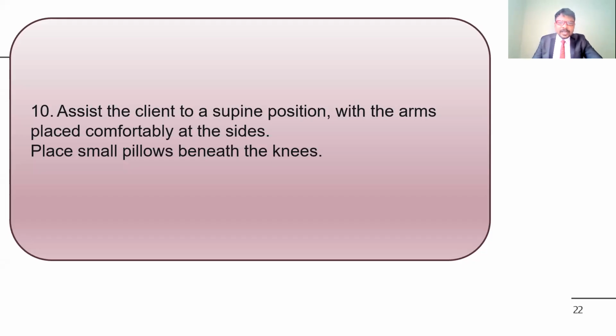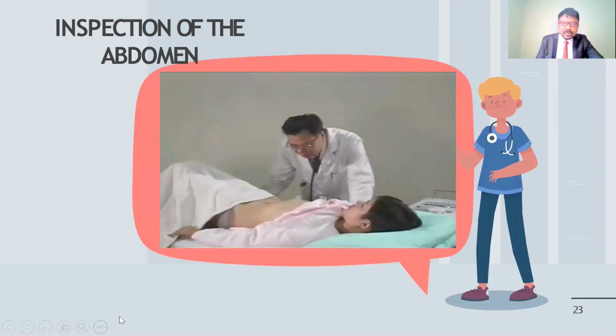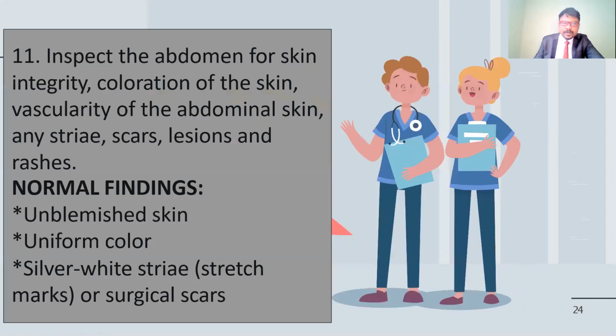Assist the clients in supine position with the arms placed comfortably at the sides. Place a small pillow below the knees. So this position is suitable to do the inspection of the abdomen. In this one, the patient is supine lying. We just have to place one pillow under the knees. It will give complete rest to the back. Slight flexion of the hips and knees will give less curvature in the lumbar region. So it will be comfortable to the patient.